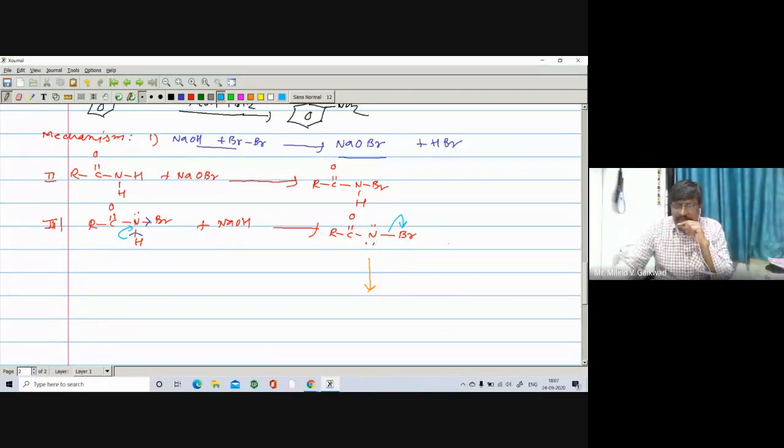So here I can also write there is a formation of RC double bond O. Here is an N negative, right? So it is called a nitrene. It is called a nitrene intermediate. We cannot isolate it, but you have to write it. Even if you don't write this nitrene, it also works; you can write like this.